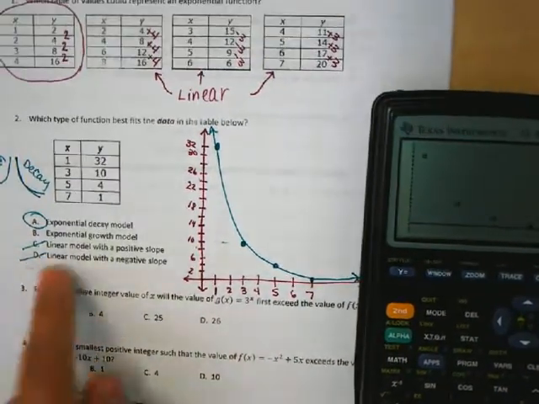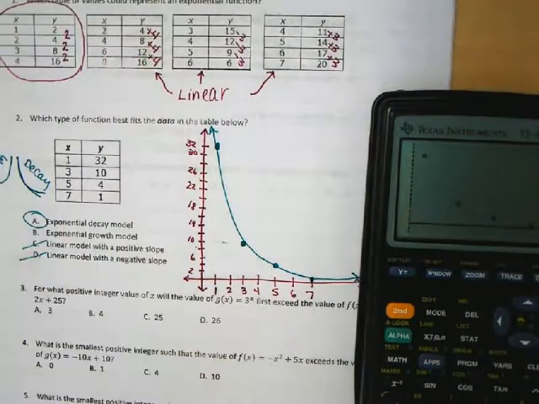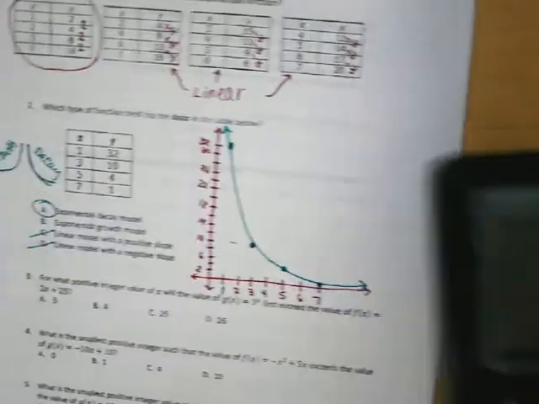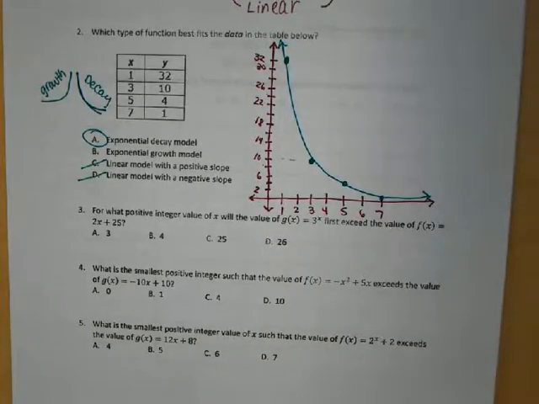You could do the same thing with these problems up here. It's whichever's easier for you, whichever is faster, whatever makes more sense. Once again, if you're confused, put a mark beside it.